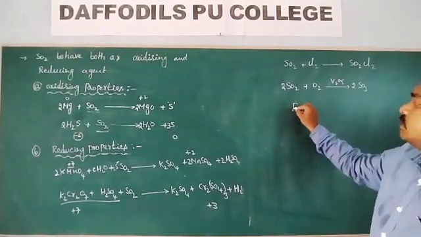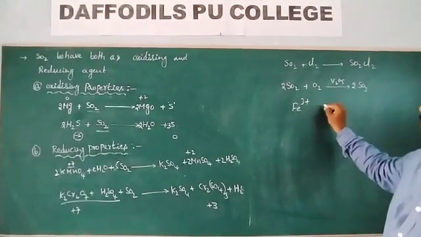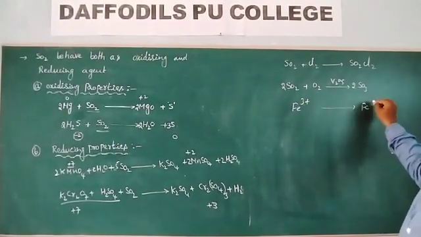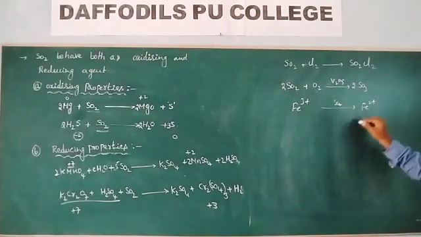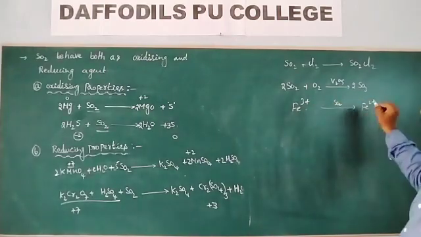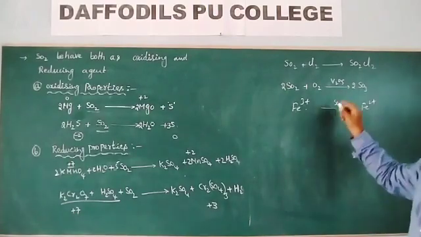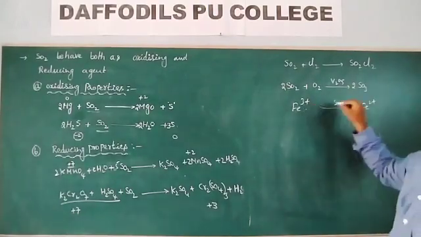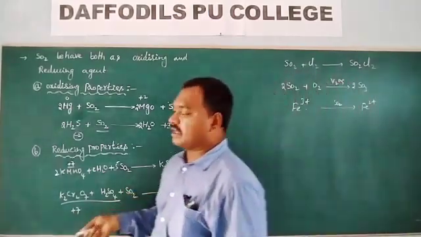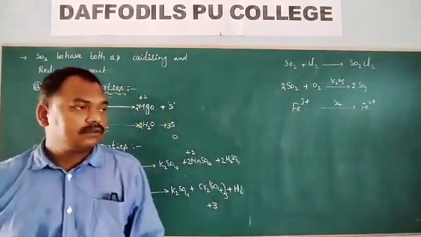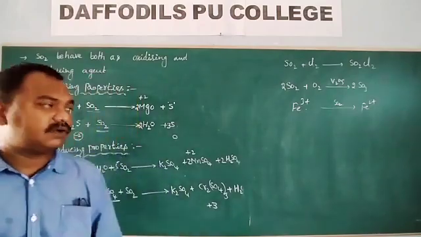Again, another one is there. Ferric salts are converted to ferrous salts by sulfur dioxide. This is also a reducing property of sulfur dioxide. So these are the reactions of sulfur dioxide.